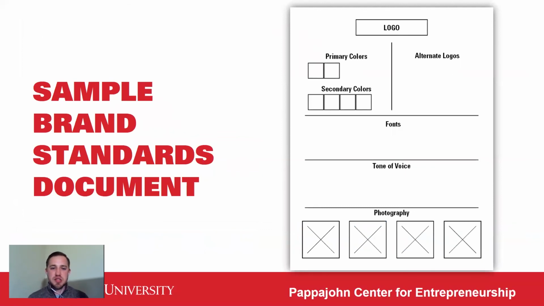Here's just a real simple document that you could create for your company or your brand. So you have your primary logo, your alternate logos, and your color palette. What fonts you use, you know, what 2 fonts you're going to use going forward, your tone of voice, and then just some sample photography that reflects on your company, what you think is a good portrayal of what you do and what your consumers would really resonate with.